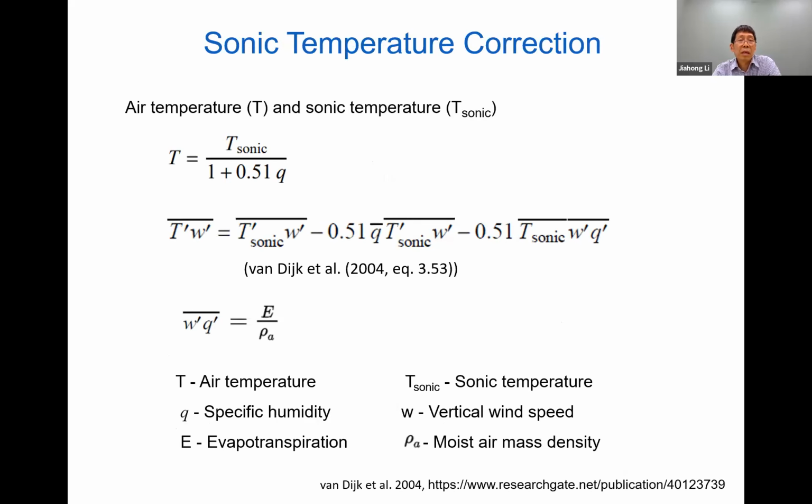The difference between air temperature and the sonic temperature depends on specific humidity, as you see from the first equation. Once we know specific humidity, we can use the formulas here to easily do sonic temperature correction. That is to correct sensible heat flux.